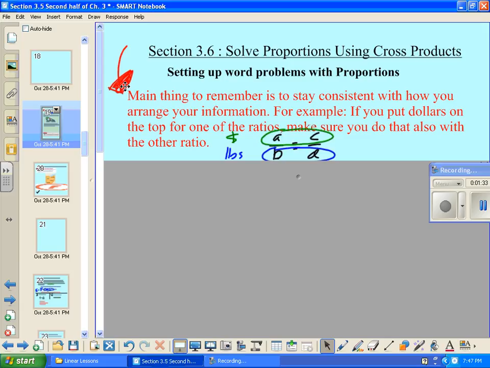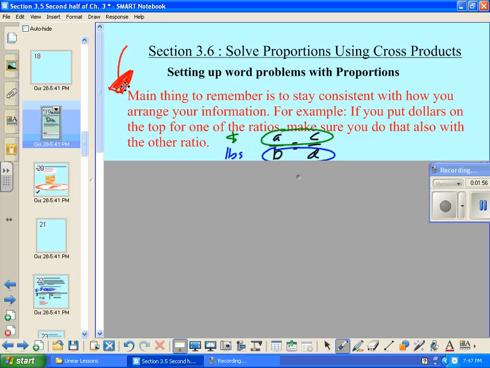So I need to stay consistent with what I have on the top and what I have on the bottom. It wouldn't matter if I flip-flop these two. Let's say I put the pounds on the top and the dollars on the bottom. It wouldn't matter, but I just have to make sure I do that for both of them. So A and C always have to stay across from each other, and B and D would always need to be across from each other. I could put them either way, with either one on top and bottom, but I need to stay consistent with how they're lined up across from each other.